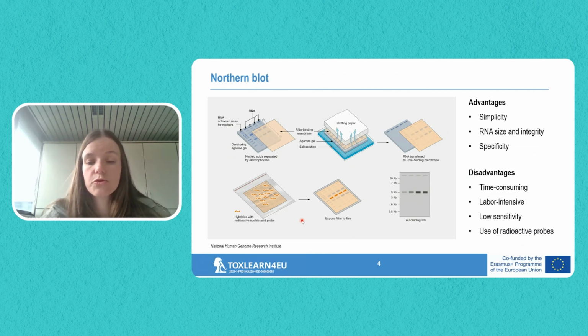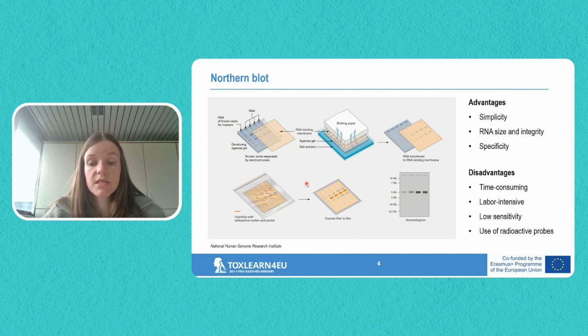Of course, Northern blot also has some important disadvantages. The first one is that it's quite a time-consuming method, and it's also quite labor-intensive. As you see here, you need to go through several steps: RNA isolation, the electrophoresis, the blotting, hybridization with the probes, and so on. So this will take quite some time, and it's labor-intensive as well.